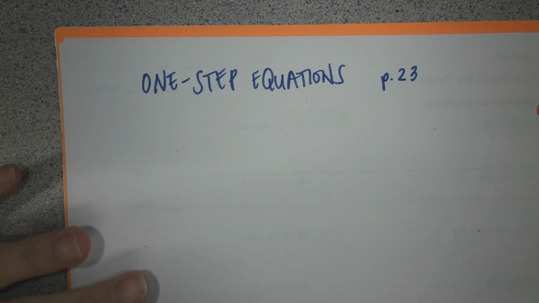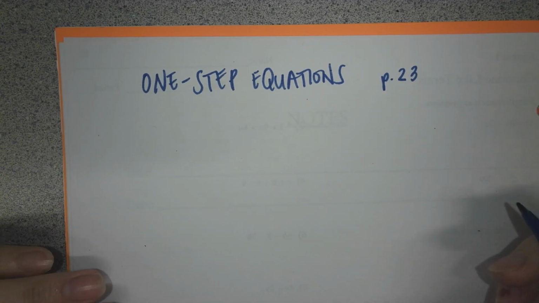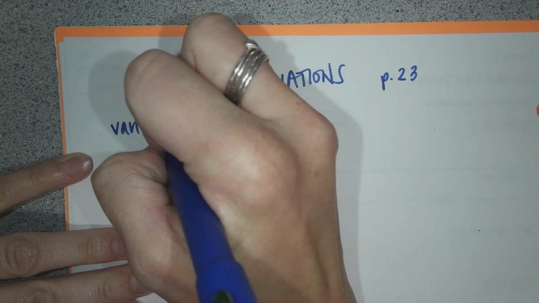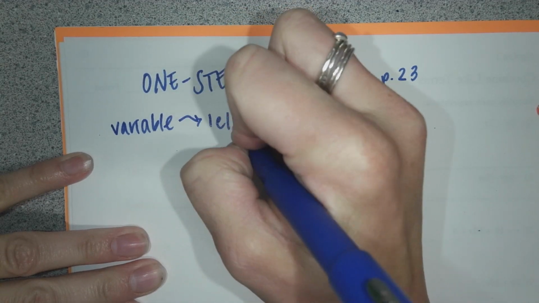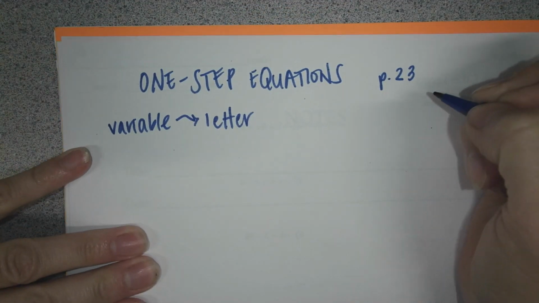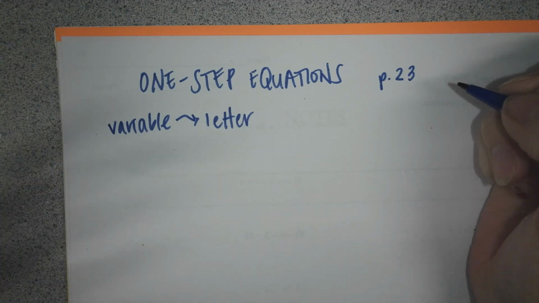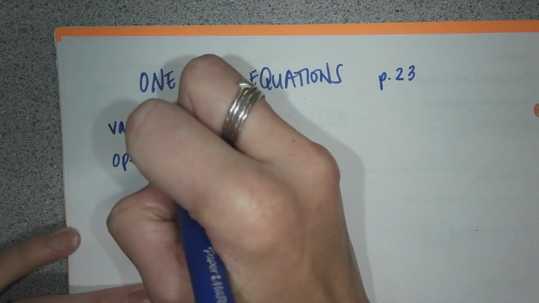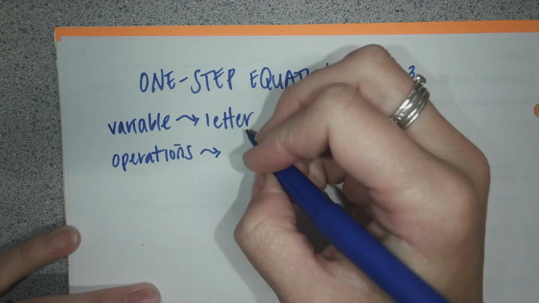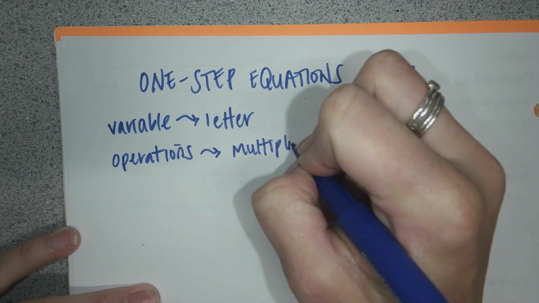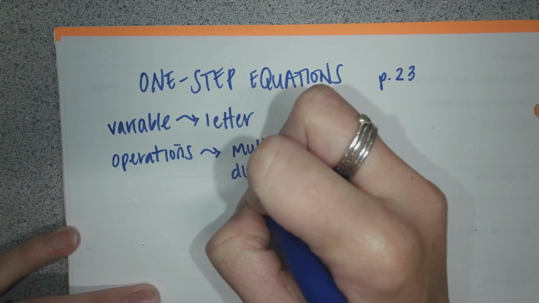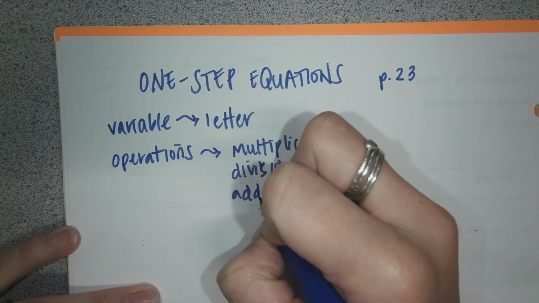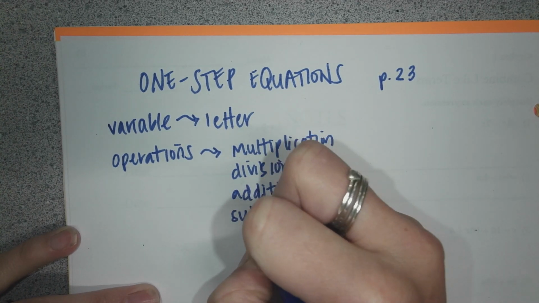Okay, one-step equations require one operation in order to solve for our variable. So, our variable is a letter, and it's something that represents how many, because we're not sure. Then we have operations. And the ones that we're going to be talking about today are multiplication, division, addition, and subtraction.